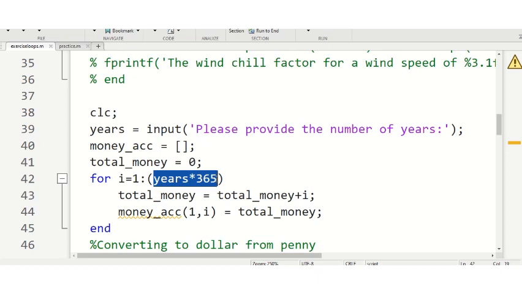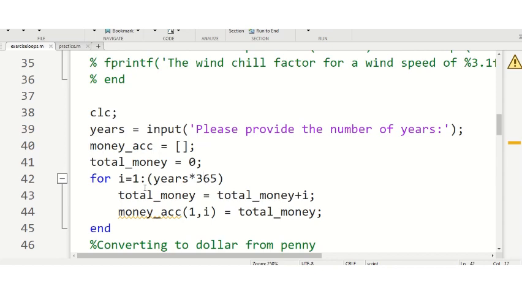It will go on. And if it is for 10 years, it starts from 1 and goes up to 10 into 365 days, right? So that many loops will run here, okay? Your loop will run that many times. And total money is equal to total money plus i. i is the number of iterations.